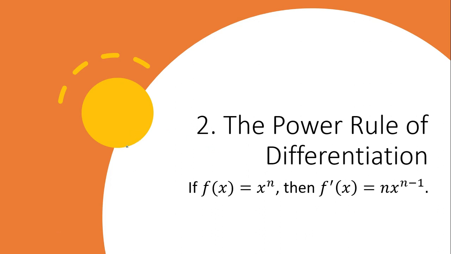Sinasabi lang niya na kung ang isang function ay mayroong exponent na in this case is n, ang gagawin mo is ililipat mo lang siya doon sa unahan and then yung exponent mo ay babawasan mo ng isa. Okay? Let's take some examples. Number 1, for example, you are given f of x is equal to x raised to 5.